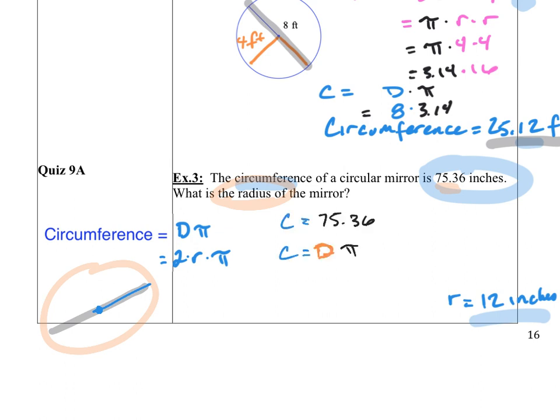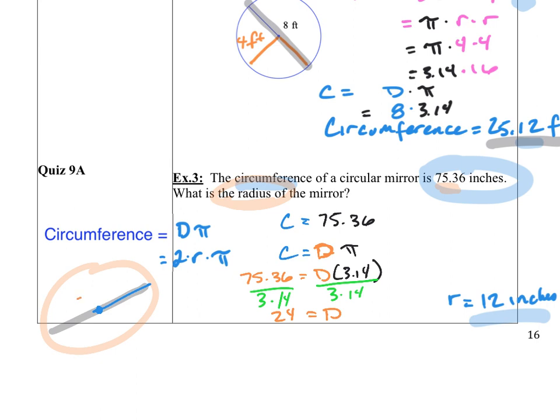So we know the circumference is 75.36. The circumference also equals the diameter times pi. So we can say that 75.36 equals the diameter times pi, which is 3.14, right? So if we're solving for the diameter, and we know that we're just going to divide that in 2 to find the radius, then we could just divide both sides by 3.14, which means our diameter equals 24 inches.